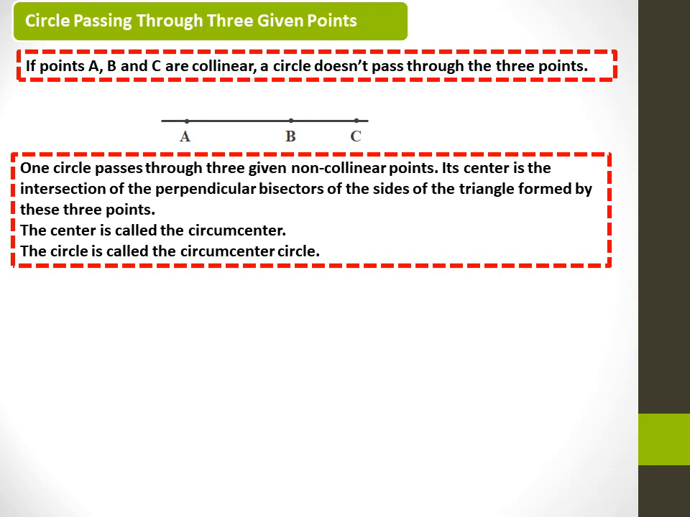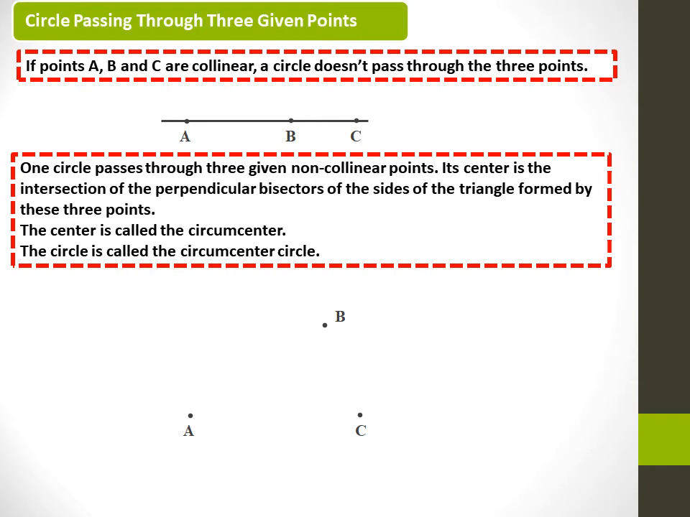One circle passes through 3 given non-collinear points. Its center is the intersection of the perpendicular bisectors of the sides of the triangle formed by these 3 points. The center is called the circumcenter. The circle is called the circumcircle.